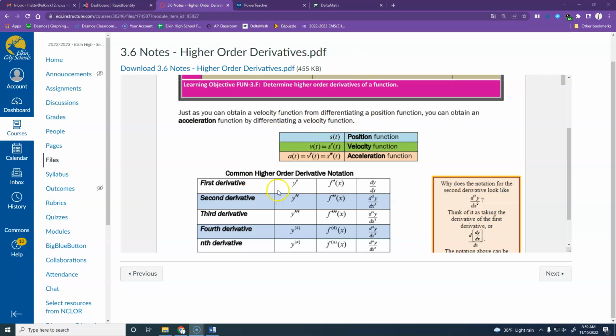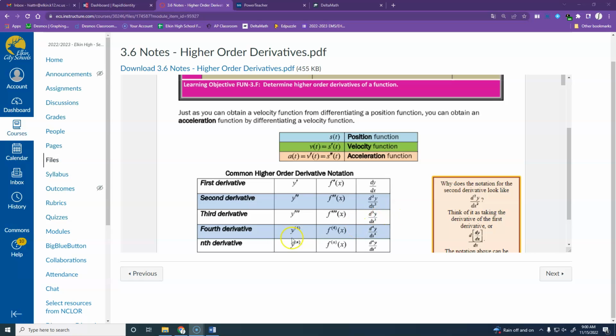So notation-wise, derivatives are indicated by the little tick mark here. So something like y prime is the same as f prime of x, which is the same as dy dx. If you are taking the second derivative, it'll look like this. You'll have two tick marks here. And we did the notation for the second derivative. Third derivative would have three tick marks.